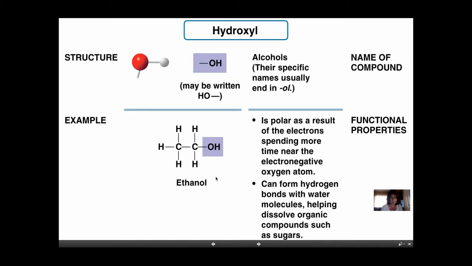Ethanol, the stuff that's in beer and wine and hard liquor and such, is 2 carbons. And instead of this being a hydrogen here, as it is in ethane, it now has an OH, and it changes the properties tremendously. It now likes to form a lot of hydrogen bonds. It's very soluble in water.